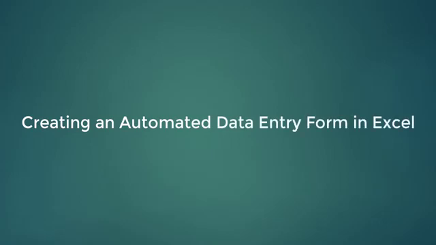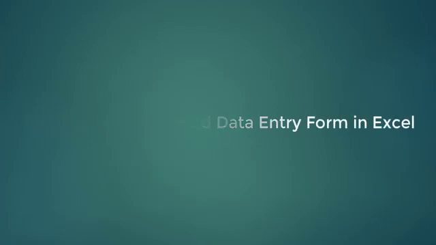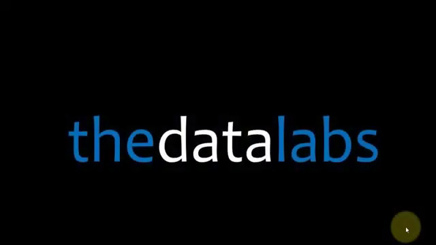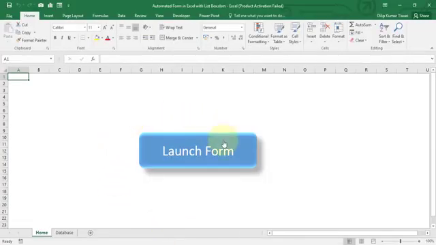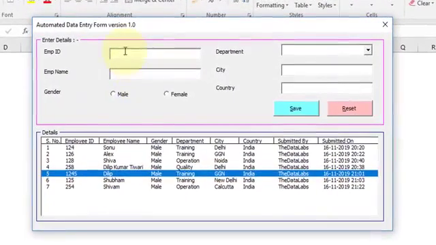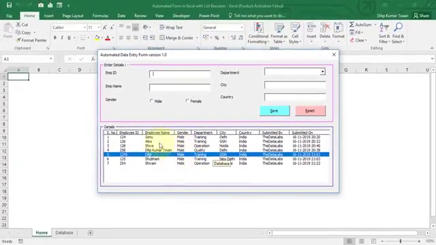Creating an automated data entry form in Excel. So let's move to Excel windows and see the demo file first. Here you can see that I have already developed an automated and very simple dynamic form with the help of some text box control, option button, command button, combo box and command button. And this is the list box control, which is showing whatever the data is available in our database.